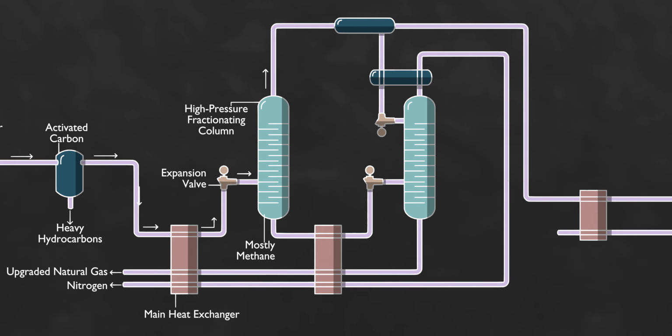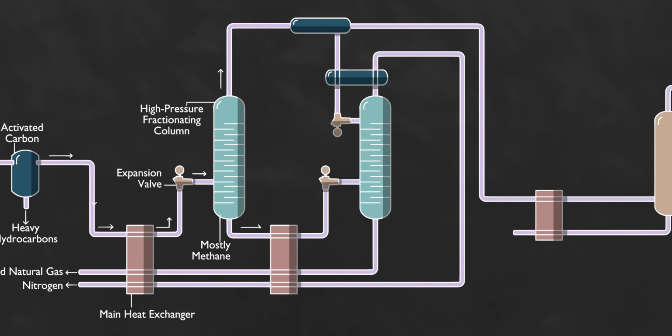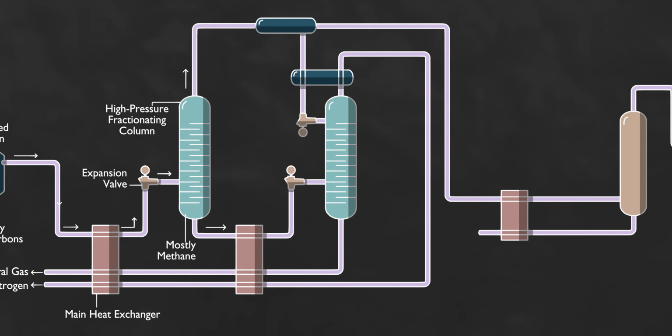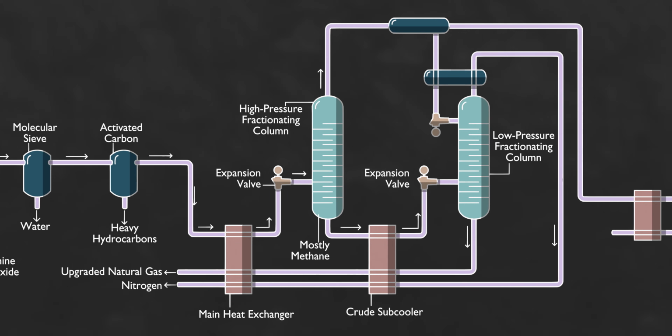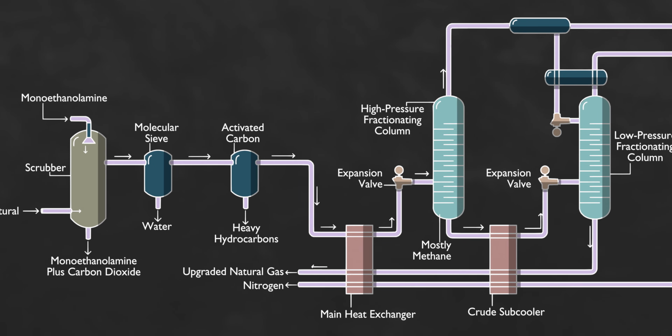Step 6. The liquid methane mixture, called crude methane, is drawn out of the bottom of the high pressure column and is cooled further in the crude subcooler. Then it passes through a second expansion valve, which drops the pressure to about 22 psi before it enters the low pressure fractionating column. As the liquid methane works its way down the column, most of the remaining nitrogen is separated, leaving a liquid that is no more than 4% nitrogen and remaining methane. This liquid is pumped off, warmed, and evaporated to become upgraded natural gas.